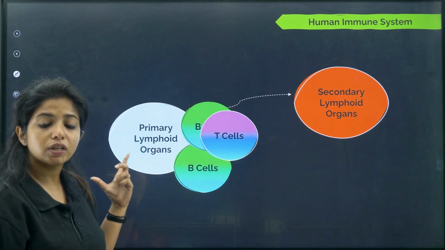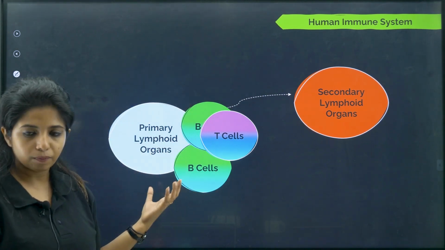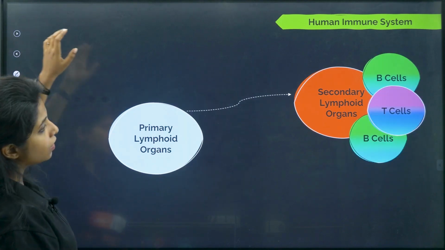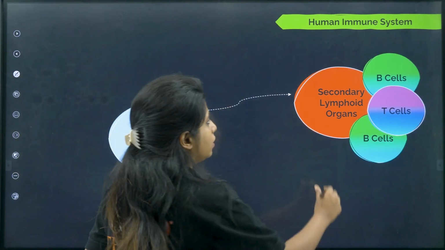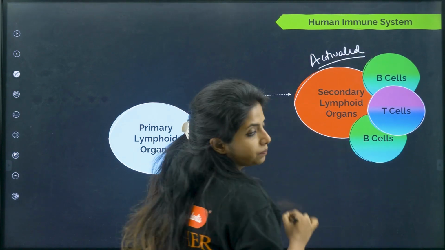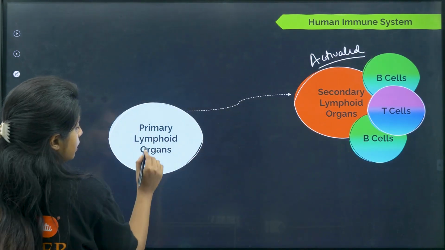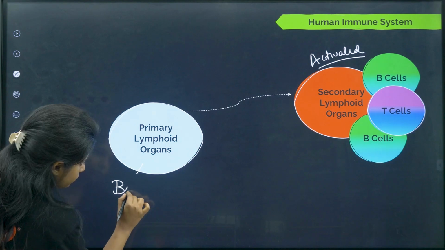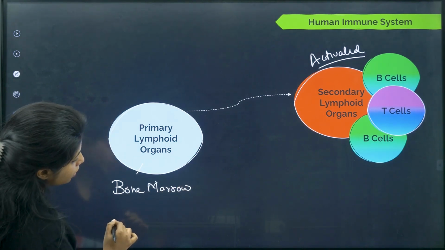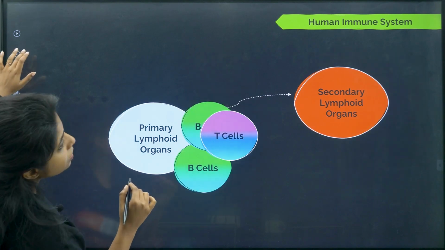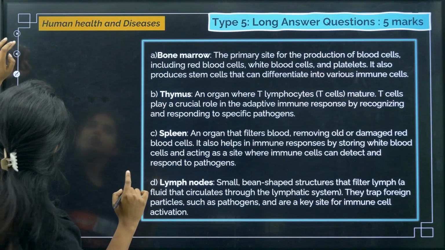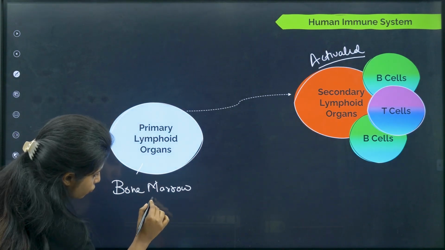So primary lymphoid organs are the place where all your cells are being made. Your B cells, your T cells, everything. Okay, and then secondary lymphoid organs are where they get activated. All your cells get activated. Okay. Now the example of primary, one is bone marrow. So if you have ever seen a bone, okay, just a second. Okay, this is a 5-marker question. Now we have entered the 5-marker question, so we have to be a bit elaborate over there. So this is a bone, suppose.